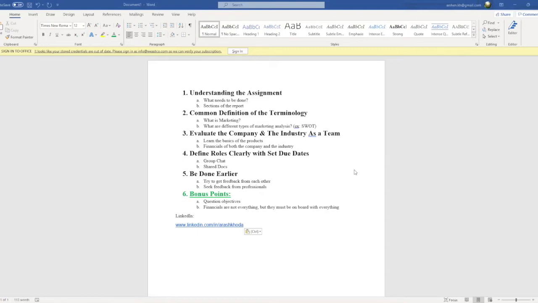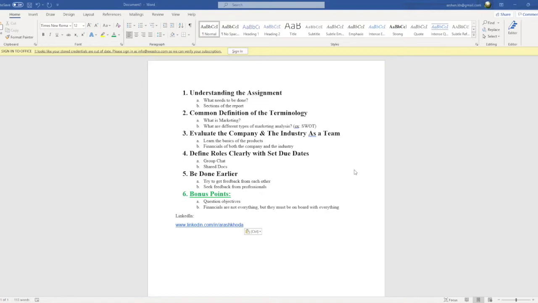Group chats, shared docs, I'm sure you guys will use those. They can really come in handy. One of the main things that I said is going to really help you differentiate between opportunities is also feedback. So not just feedback from professor, but from each other.